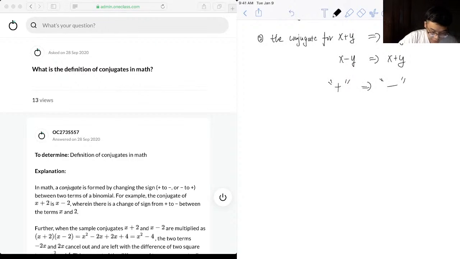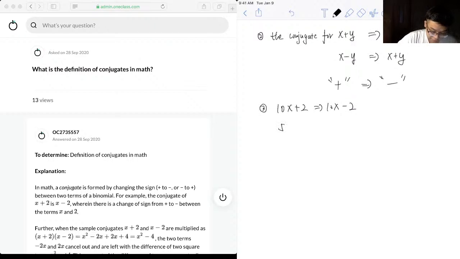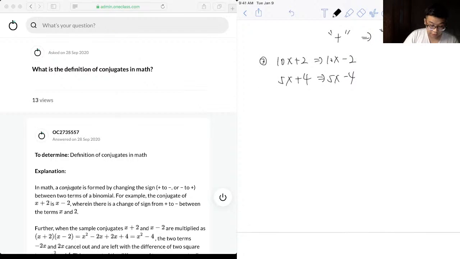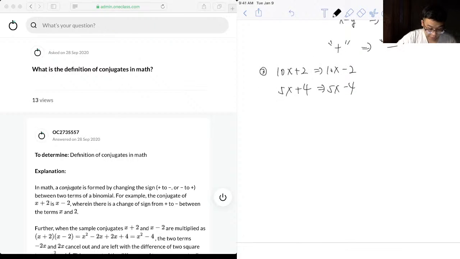So when we are calculating with real numbers, let's say 10x plus 2, the conjugate of 10x plus 2 will be 10x minus 2. And with 5x plus 4, the conjugate will be 5x minus 4. Since we know the definition of conjugate, we're going to develop it a little bit.